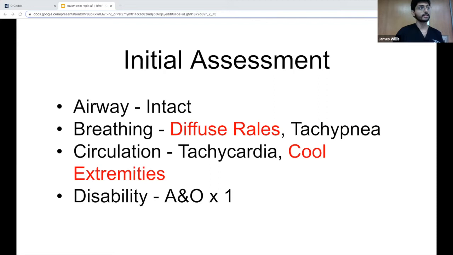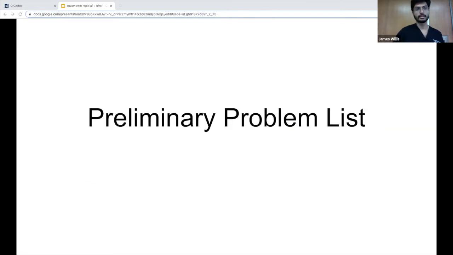So your initial assessment of this patient: they're having some garbled speech, but the airway is intact. The patient has diffuse rales on auscultation, is tachypneic. In terms of circulation, they're tachycardic with cool extremities. Otherwise, they're A&O times 1. So given this primary survey, their vital signs, and this rhythm strip that Max identified, what are the first set of problems that you identified so far?